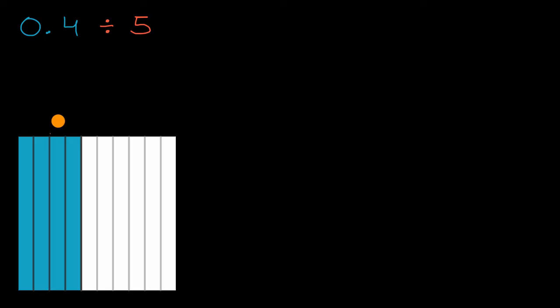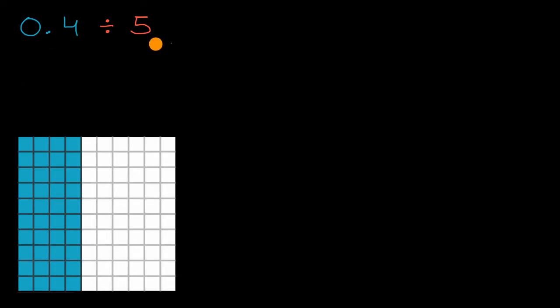Well, one way to think about it is to imagine 4/10 not just as 4/10, but to imagine it as 40/100. So this would be imagining it as 40/100. So we can rewrite 4/10 divided by 5 as 40/100 divided by 5.